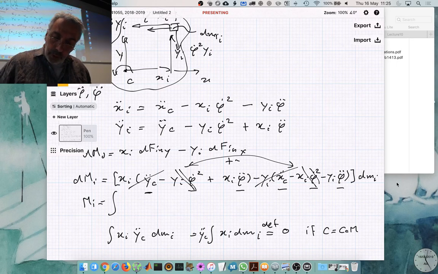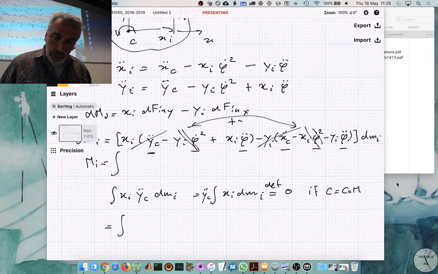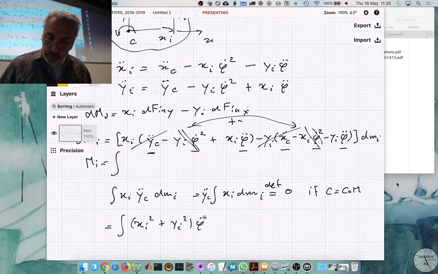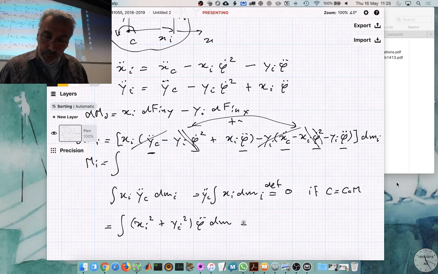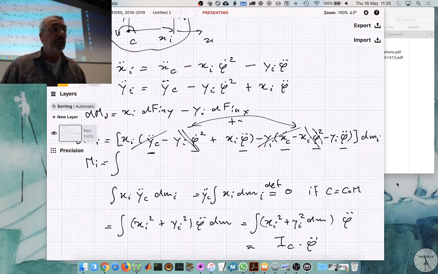Remaining is apparently the integral of xi squared plus yi squared phi double dot dm. And again, we can pull out the constant term for the body, so we get the integral of xi squared plus yi squared dm times phi double dot. And lo and behold, that's exactly what our definition was. That the Euler equation, the sum of the torques at cm, is this mass moment of inertia times the angular acceleration. So perfectly the definition of this guy.